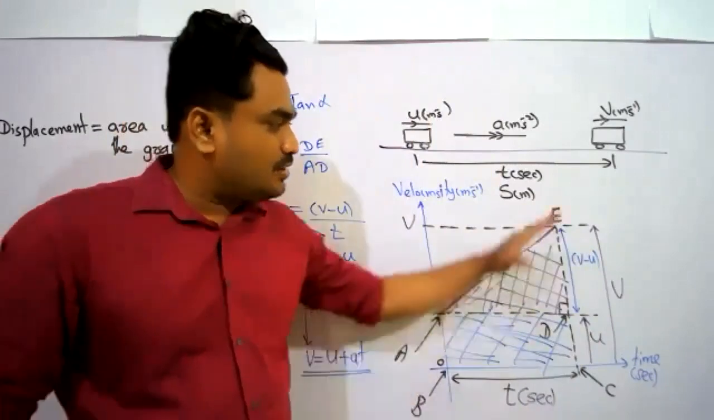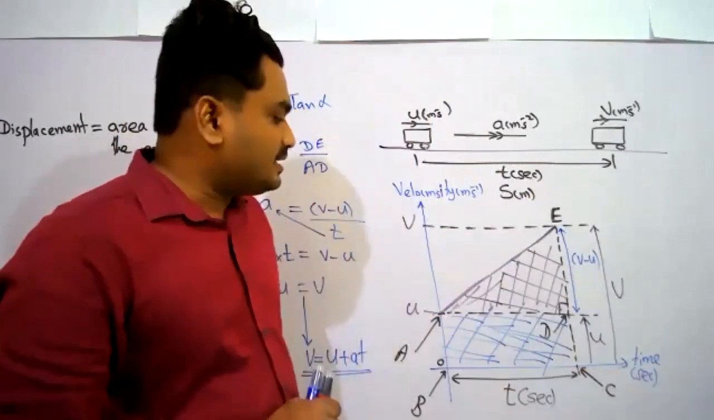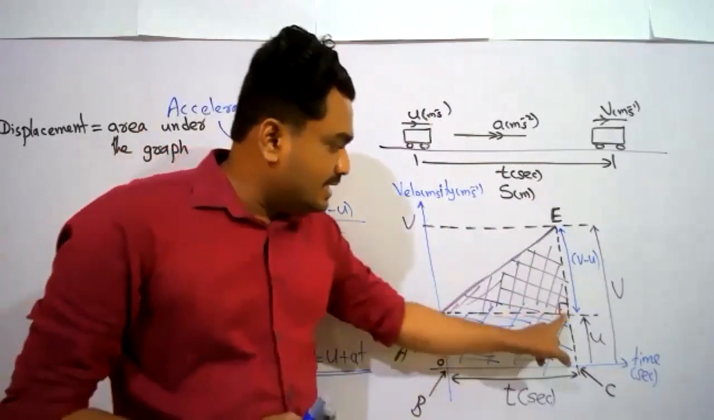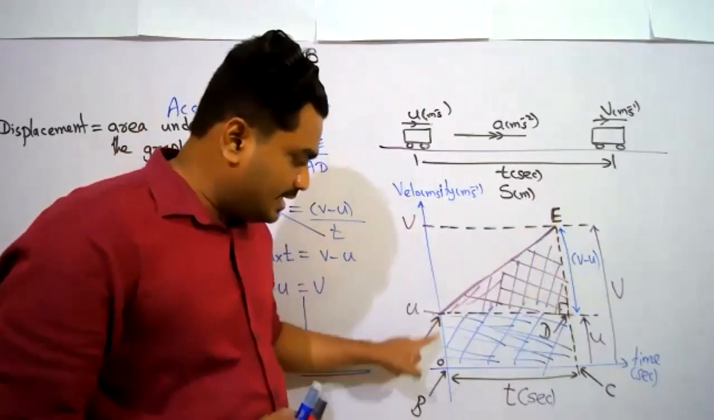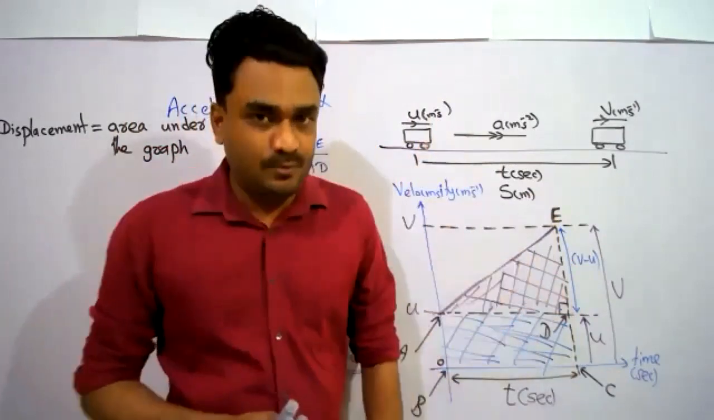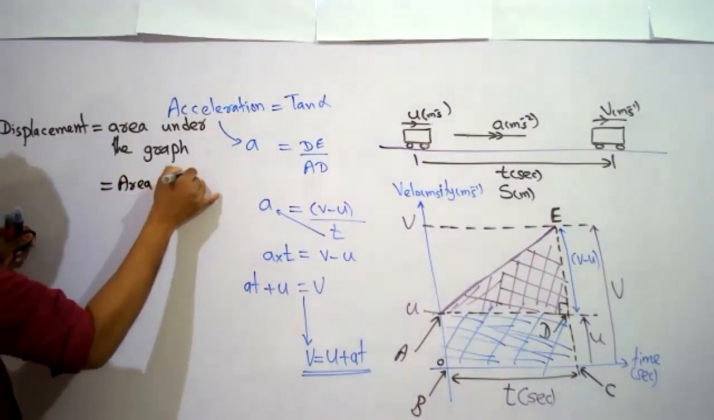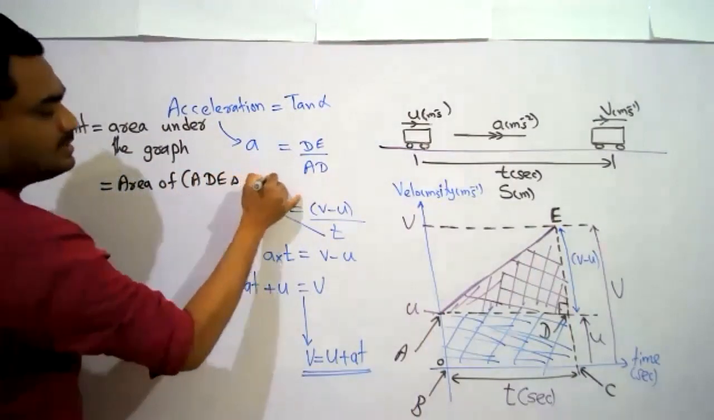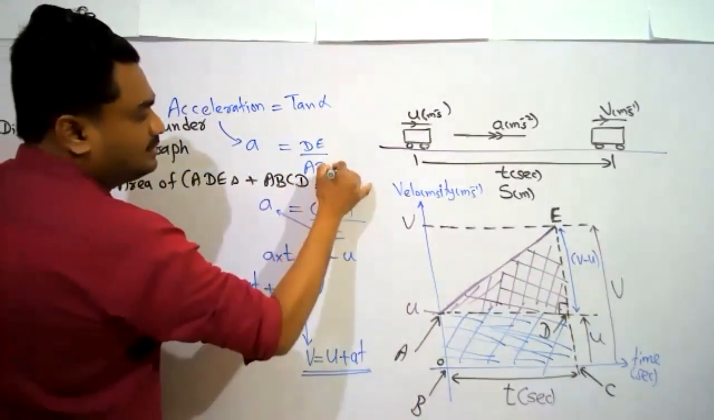Clear? Area under the graph means start from the AE line, go until you meet the time axis. So you can identify two figures now: ADE triangle and ABCD rectangle. So area under the graph means the summation of the area of the ADE triangle plus the area of the ABCD rectangle.